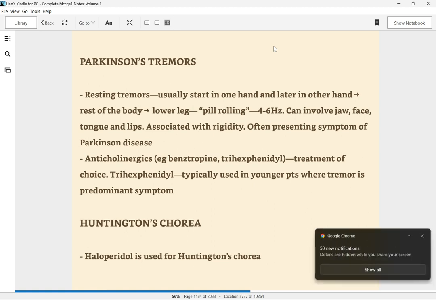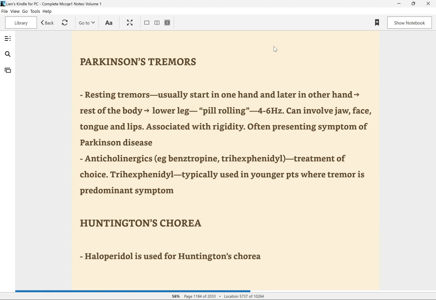Associated with rigidity. Often the presenting symptom of Parkinson disease. Anticholinergics, e.g., benztropine, trihexyphenidyl, are the treatment of choice. Trihexyphenidyl is typically used in younger patients where tremor is the predominant symptom. Huntington's chorea: haloperidol is used for Huntington's chorea.